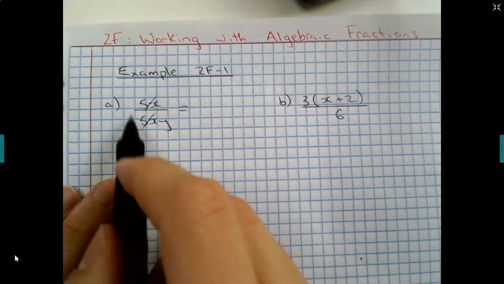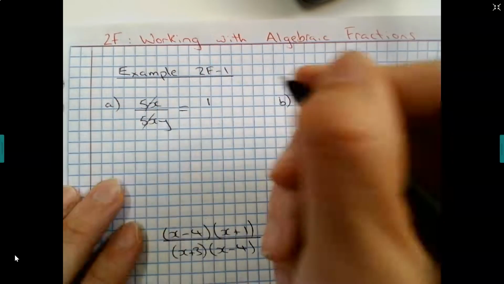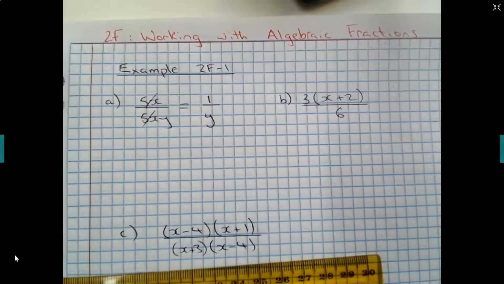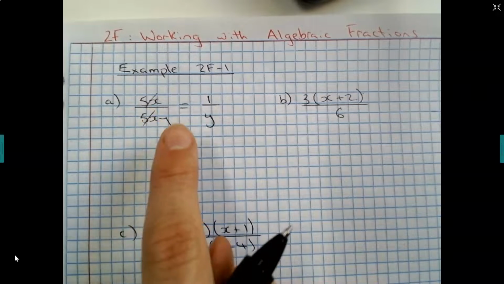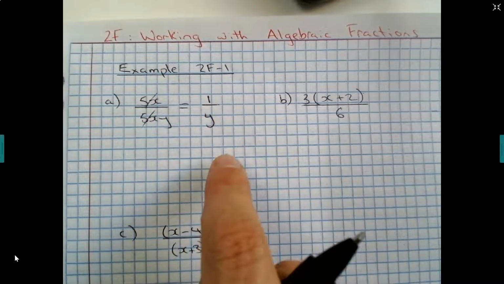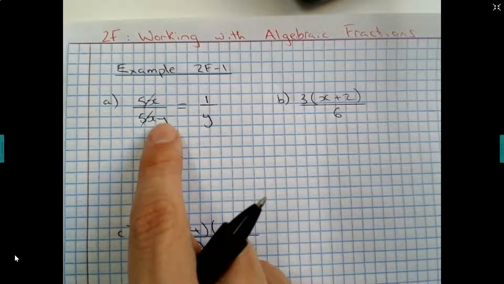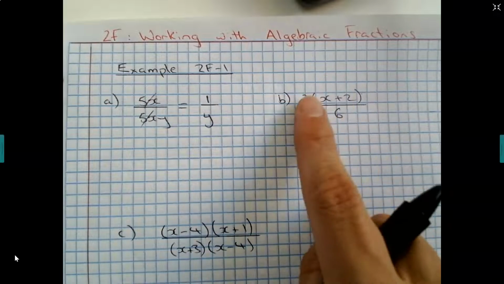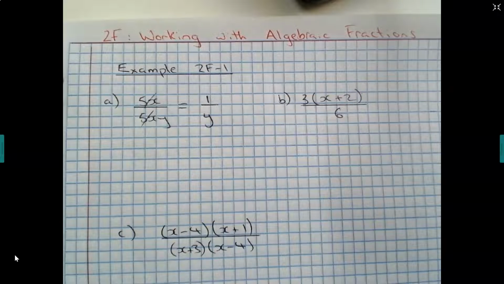So what's going to be left on the top? 1 over y. Okay, because 5x divided by 5x just gives me 1, so the top, we're left with 1. The bottom, the only thing that was left was the y. So I get 1 over y. And we've now simplified that.